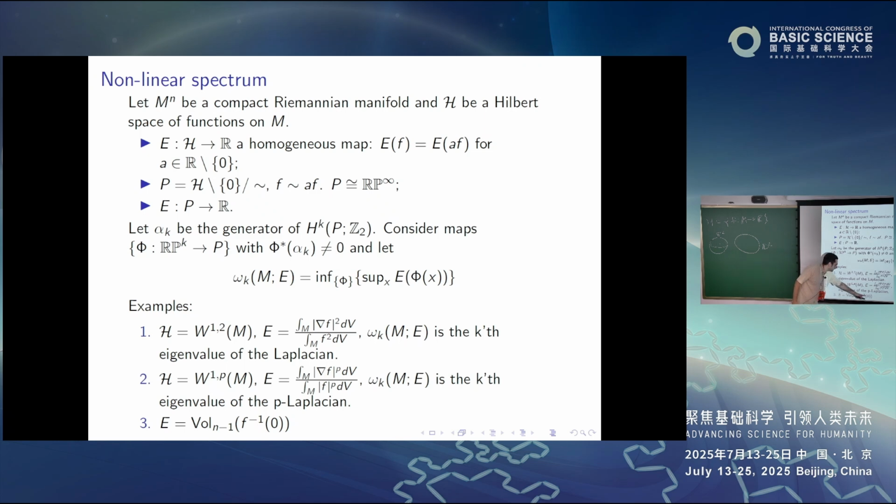But what we're going to be interested in today is a somewhat unusual functional, just the volume functional. You can look at your map and at its zero set. If it happens to be nice and measurable, then you can compute its (n-1)-dimensional Hausdorff measure, and that's going to be another homogeneous functional on your space of functions.